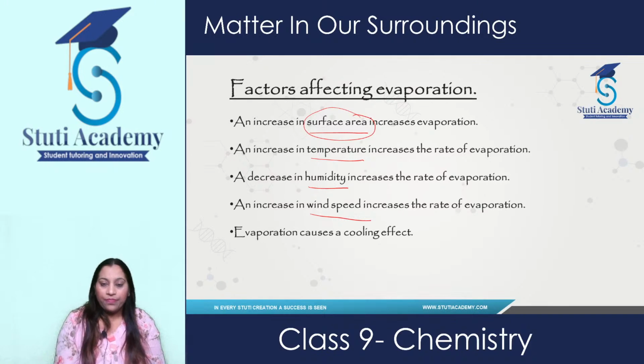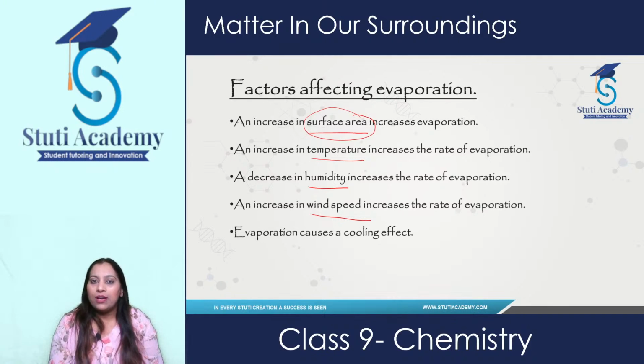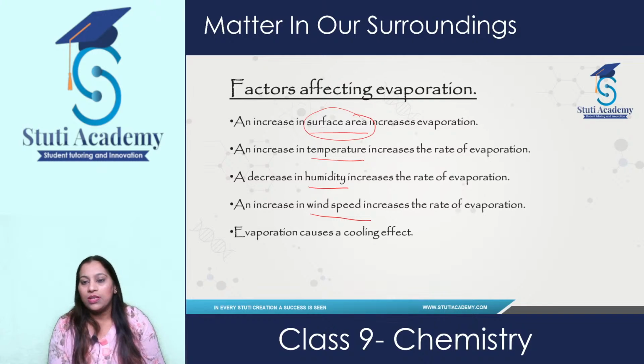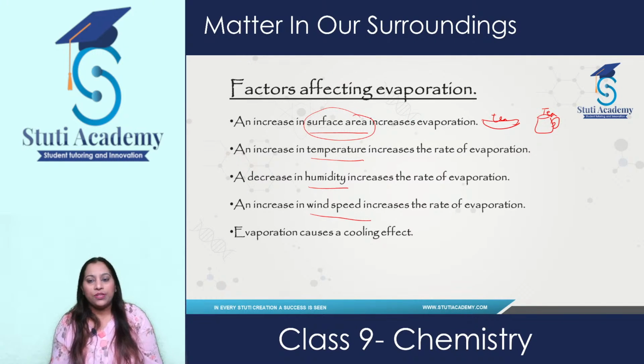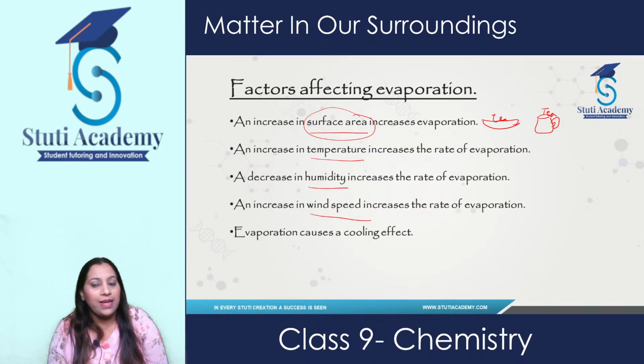For example, it is very easy for us to sip tea, milk or coffee, any hot beverage, in a saucer. If we take any substance in a saucer, here is the saucer and here some tea is there, and on the other hand I have one cup. In this also tea is present. So out of these two, in which one can we easily sip the tea?